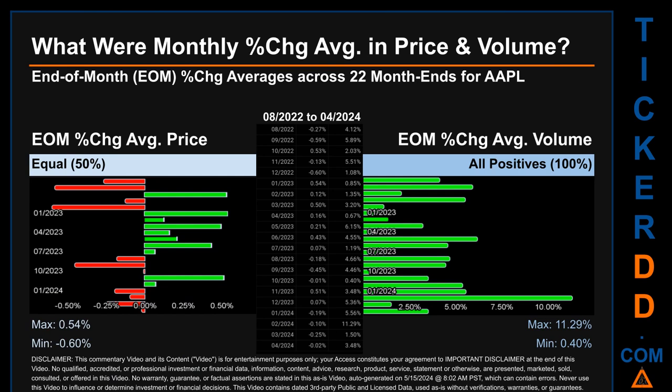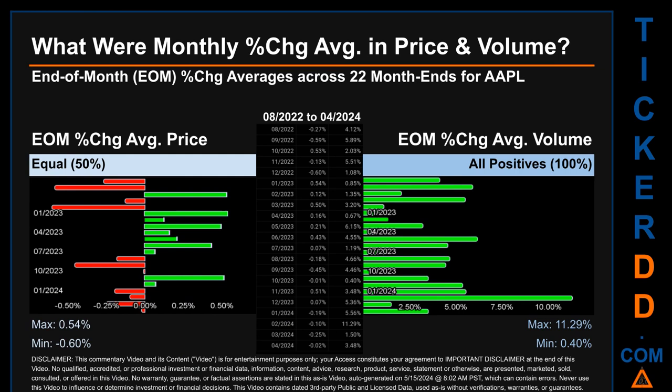What were end-of-month percentage change averages in price and volume for AAPL? The monthly average of percentage change in price and in volume were calculated for each of the 22 month ends. That calculation took daily percentage changes and averaged them for each given month. If a month end came out negative, then it means that the month summarily saw a negative change.